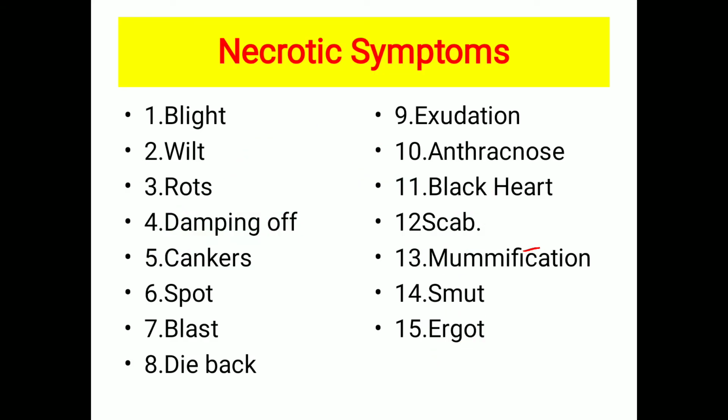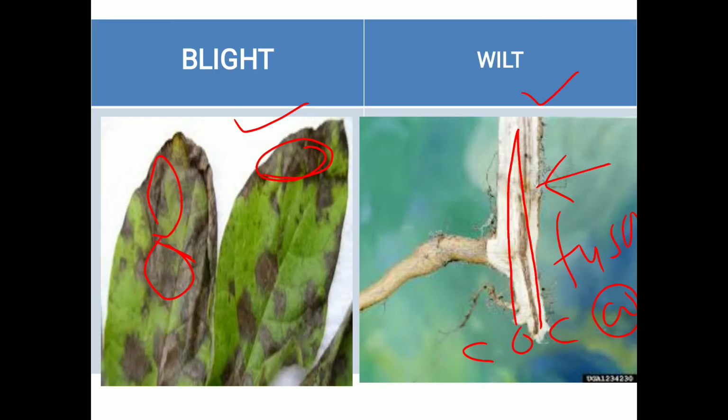Next important is what are the different necrotic symptoms. Necrosis means sudden death of infected tissue due to the attack of pathogen. In that case, blight, wilt, rot, damping off, canker, spot, blast, dieback, exudation, anthracnose, black heart, scab, mummification, smut, ergot, powdery mildew, downy mildew, those kinds of symptoms are observed. So we discuss them one by one.